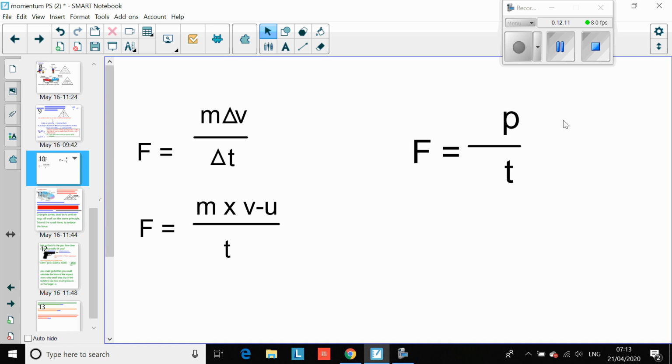Your momentum has to be in kilograms meters per second. Time has to be in seconds. Force will be translated into newtons. So essentially, mass times change in velocity gives you the momentum, or mass times velocity gives you momentum, so change in momentum divided by time. Okay? These are all the same equation.